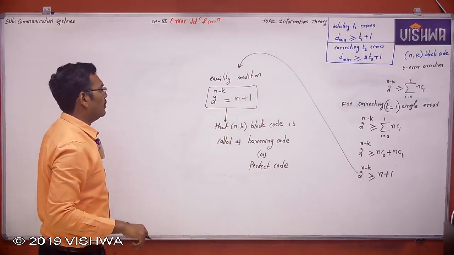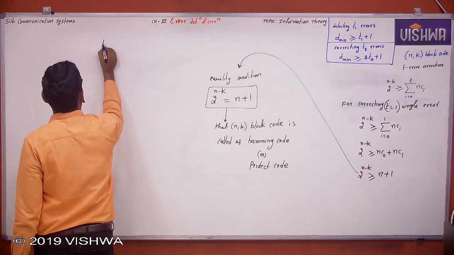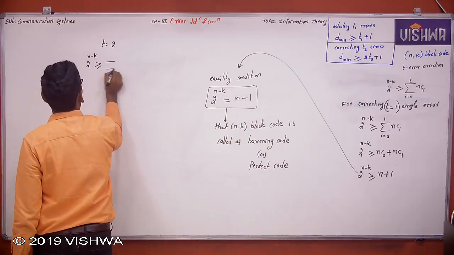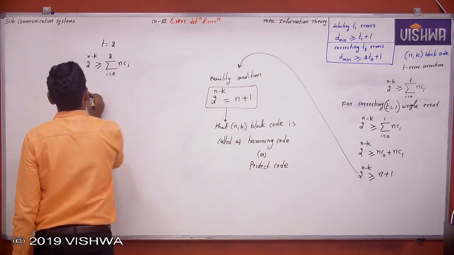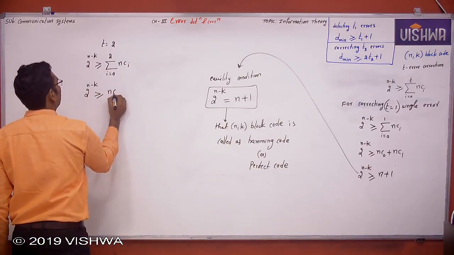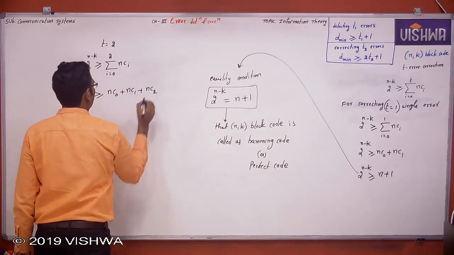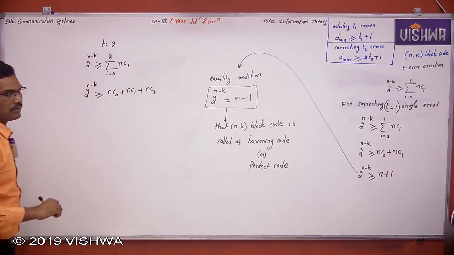Okay. Now, this is for single error correction. For two error corrections, means t equal to 2, 2 power n minus k is greater than or equal to summation i equal to 0 to t, t is 2 here, nCi. Therefore, 2 power n minus k is greater than or equal to nC0 plus nC1 plus nC2. So, this is for two error corrections.